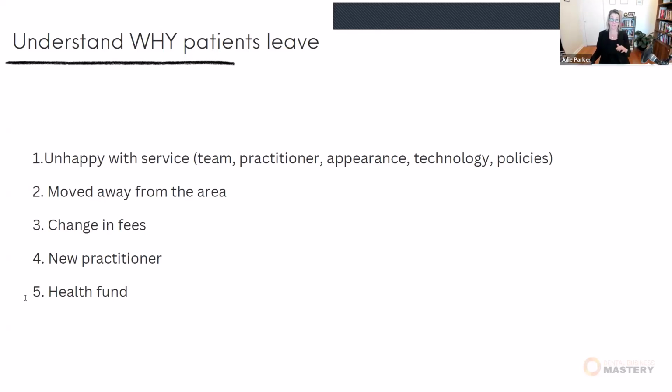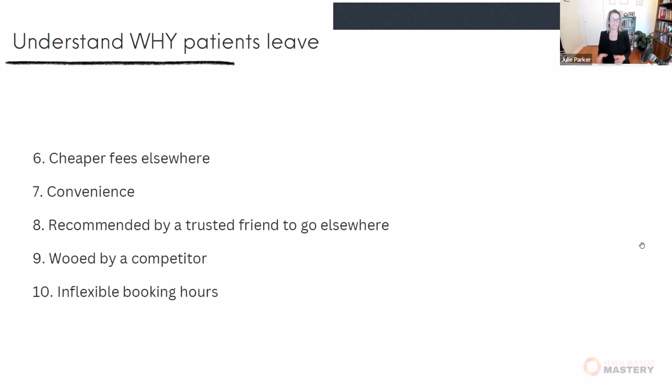Fifth reason why people leave your practice is health fund. Maybe they've always been a Bupa or Medibank Private member, for example, and you've never been a preferred provider. As their premiums constantly increase, they think, I've really got to start utilising this health fund better, so I'm going to go to a preferred provider practice. Alternatively, you've always been a preferred provider, but now you've chosen to no longer be one. Because of that, the people within that health fund, if they're not really seeing that huge value there, may be attracted to other practices that are preferred providers. So the health fund could be a reason why patients leave.